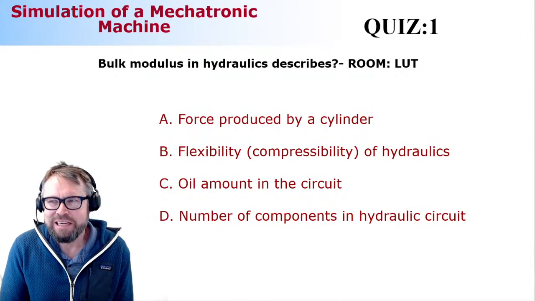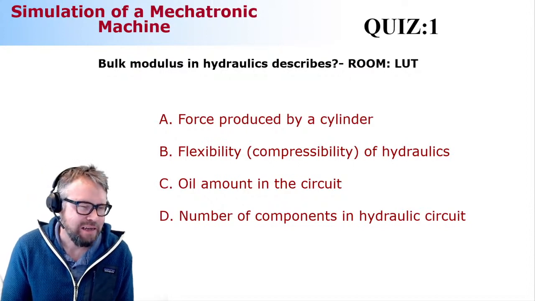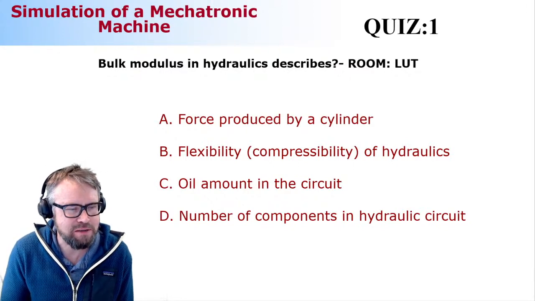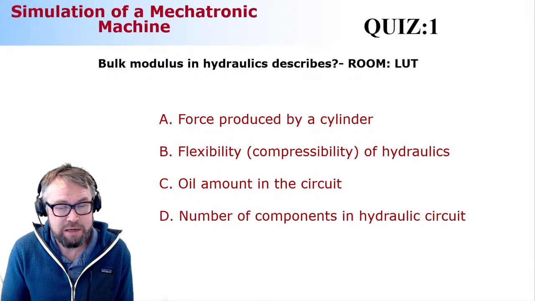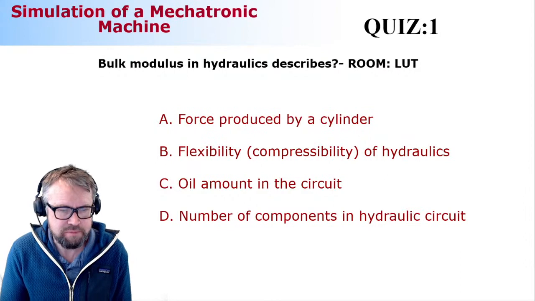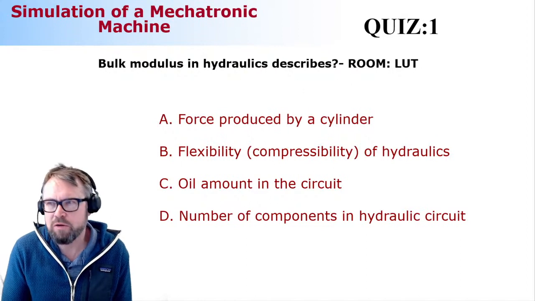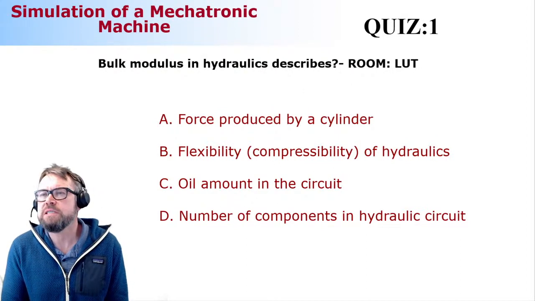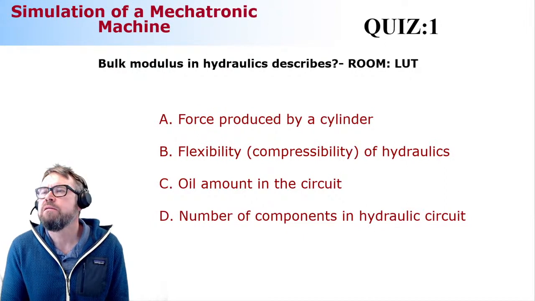So first, in-class quiz. Force produced by a cylinder. Excuse me, I did not read the question. So bulk models in hydraulics describes force produced by a cylinder, flexibility, compressibility of hydraulics, oil amount in the circuit, number of components in hydraulic circuit. So those are the four choices, and I can see that I already have 50 answers in my system.